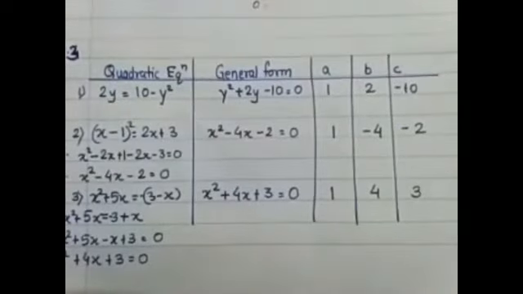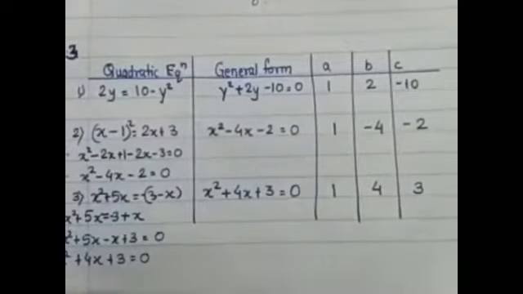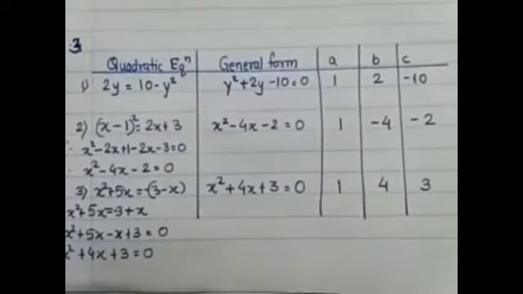Now the next question, number 3, is that you have to write down the given equations in the general form of a quadratic equation and find A, B, C. You can see it in your textbook.